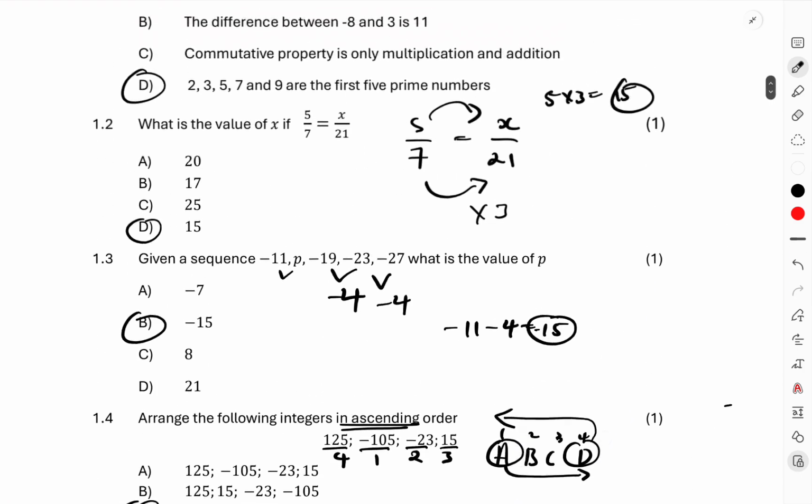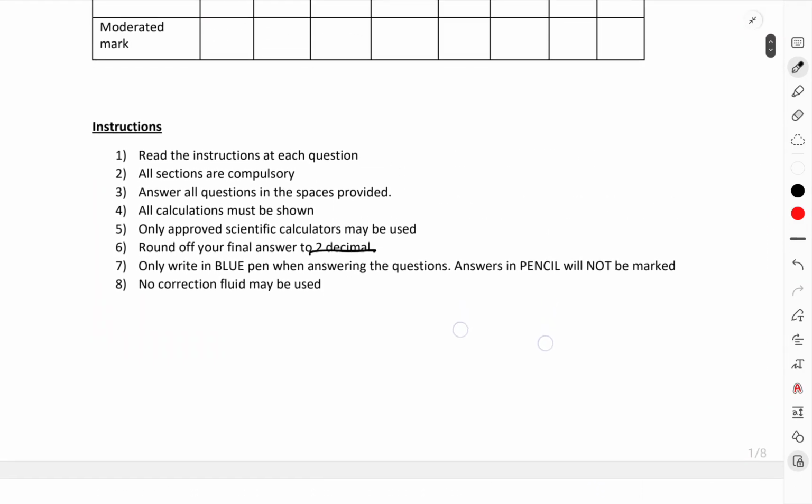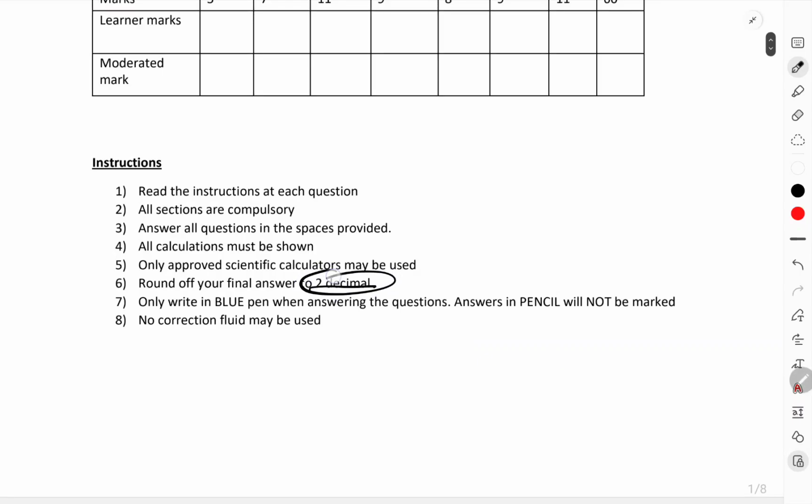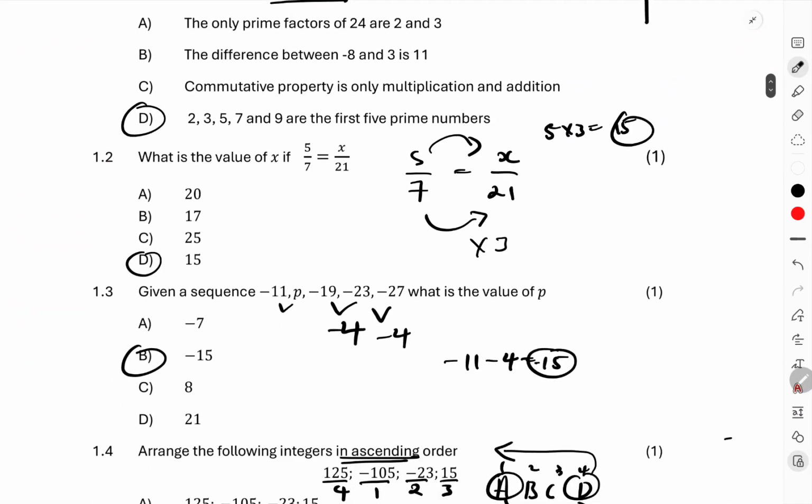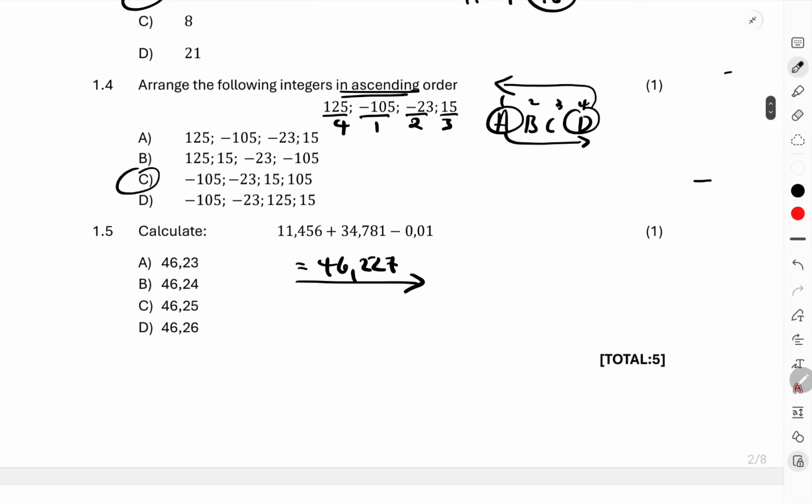It means we are going to go to our instruction. It says round off your answer to 2 decimal places, and from this question we had 3 numbers after the comma. It means we have to take this particular answer and round it off to 2 decimal places, right? So we are going to see that this particular 7 is more than 5. It means the value of this particular 2 will increase by a unit. It means my answer will become 46,23. Therefore the correct option becomes A, right?